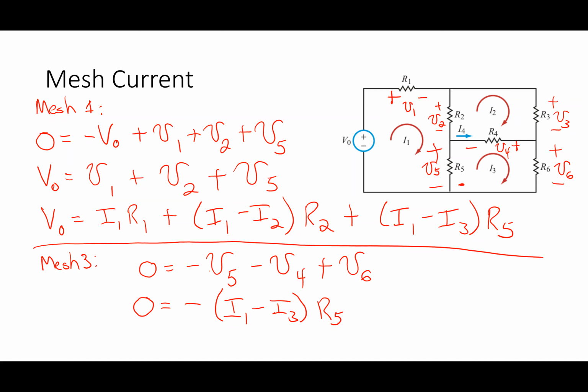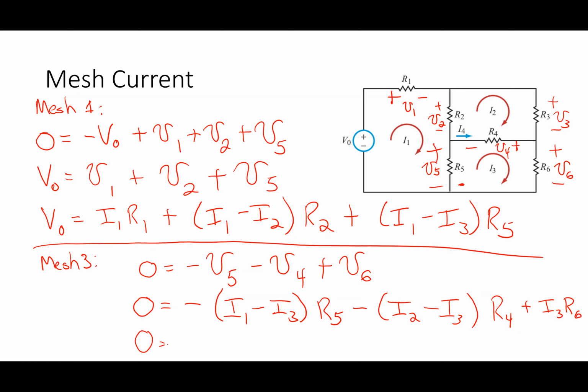All right, so if I get to V4 here, it's minus V4, so I'm going to say minus again. But which current goes into the plus terminal on that guy? I2. So I'm going to say minus I2 minus I3, because I3 comes out of the plus terminal, times R4. And then V6, I only have I3 going into the plus terminal, so it's I3 times R6, like that, okay?